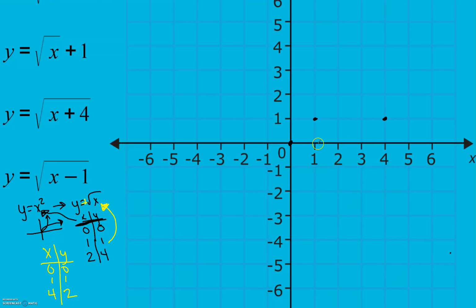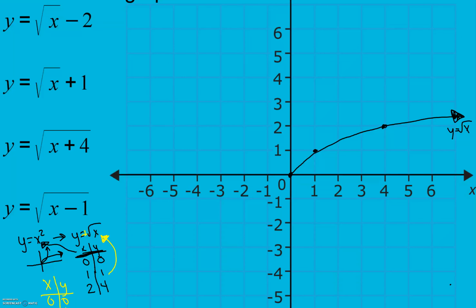So instead of going 0 over 1 up 1 over 2 up 4, we go over 4 up 2. I put that in the wrong spot, sorry. 4, 2. Here we go. And this is our parent function, square root of x.